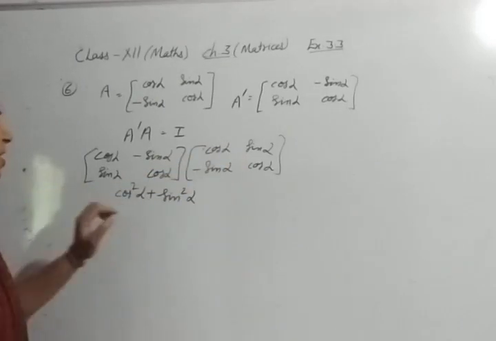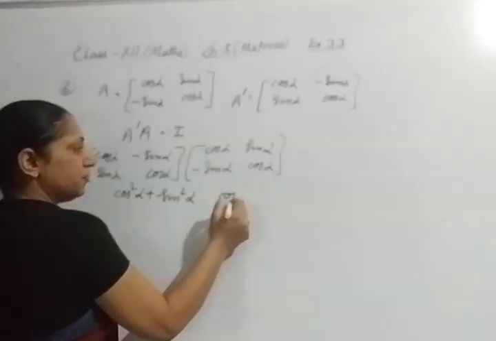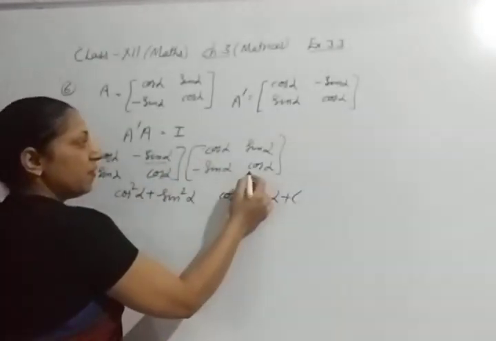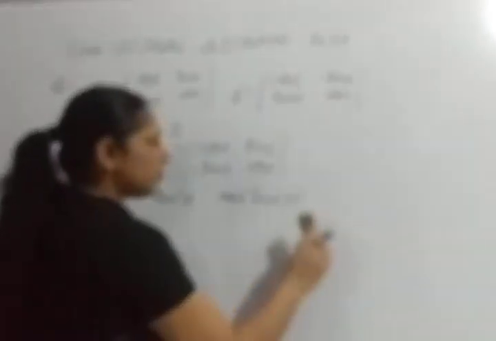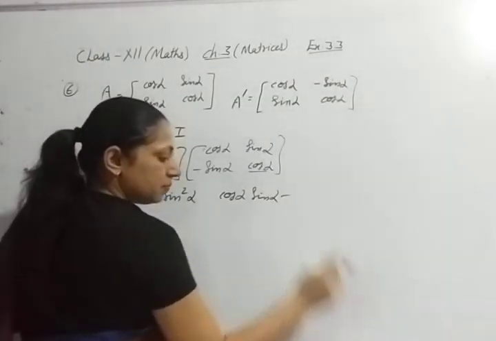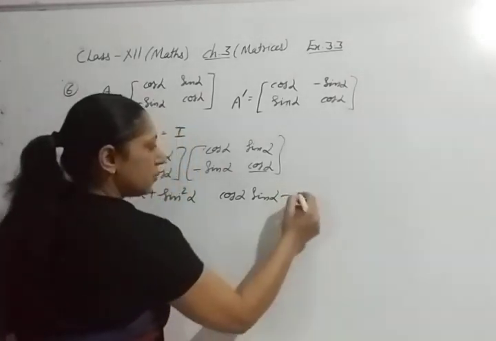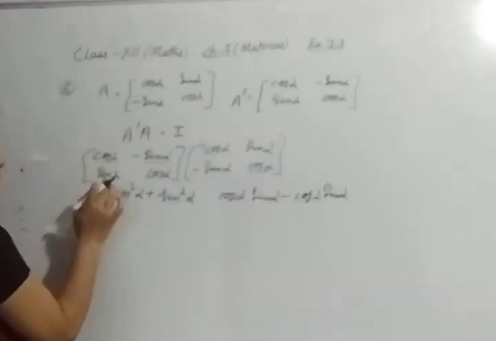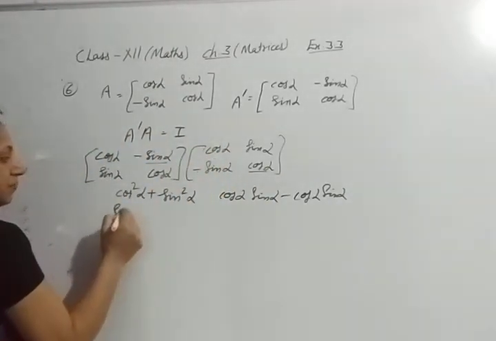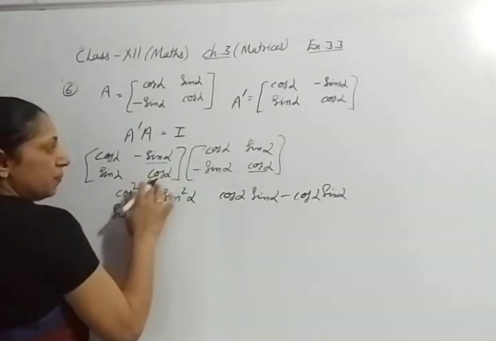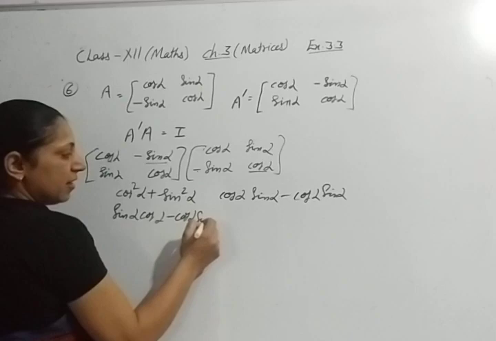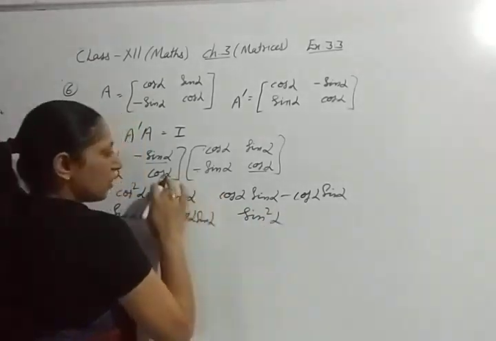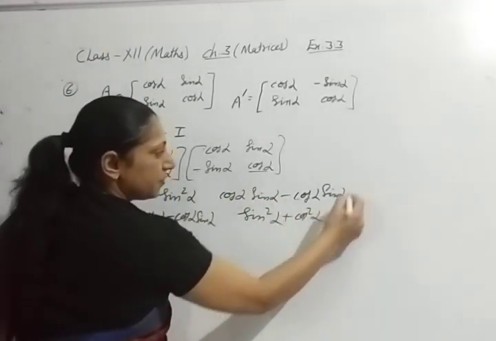Now first row, second column: cos alpha sin alpha plus minus sin alpha cos alpha, plus minus minus, cos alpha sin alpha. Now second row, first column: sin alpha cos alpha plus minus minus cos alpha sin alpha. Second row, second column: sin into sin, sin square alpha, cos into cos, cos square alpha.